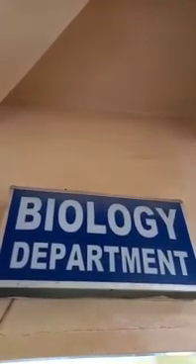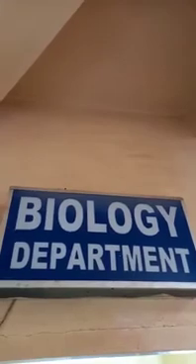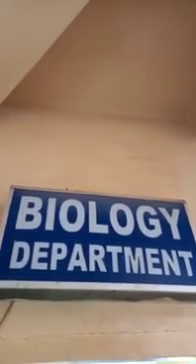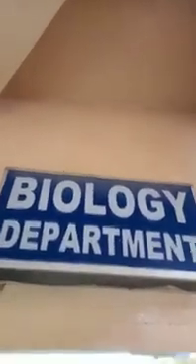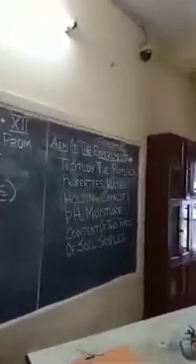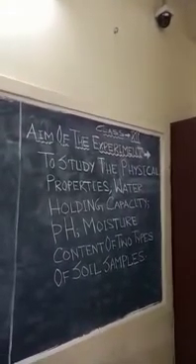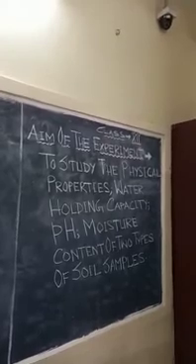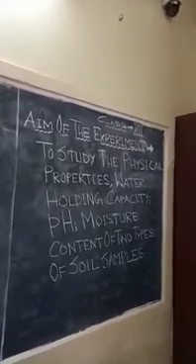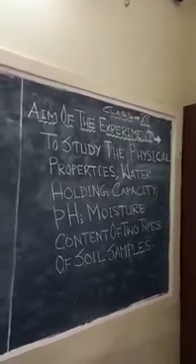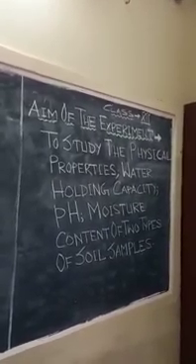Today we are going to perform one experiment from the class 12 biology syllabus, and the aim of the experiment is to study the moisture content of two types of soil samples. Let's go to the experiment table and see the different requirements we need to complete this experiment.